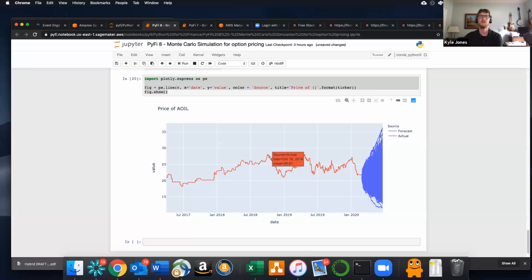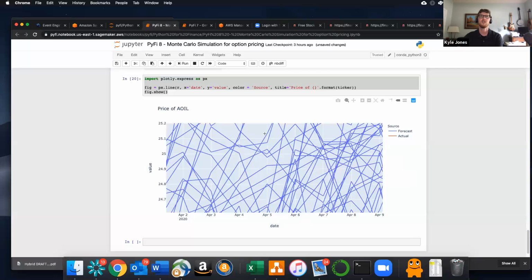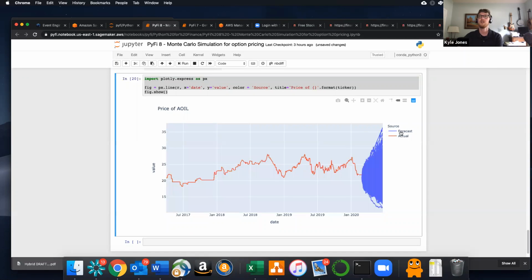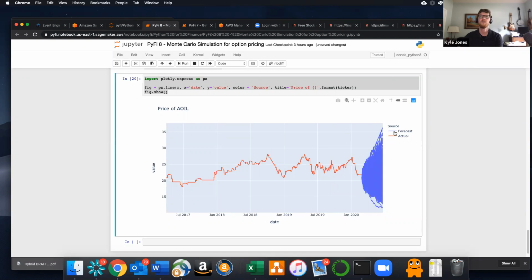So I can hover over and get the value day by day. I can click and drag and zoom in to just this section. Not that that's particularly helpful here, but I can see each of these points. Finally, I can turn off my forecast, or I can turn it back on. So all of that interactivity comes out of the box with using Plotly in a really simple, easy to read way.